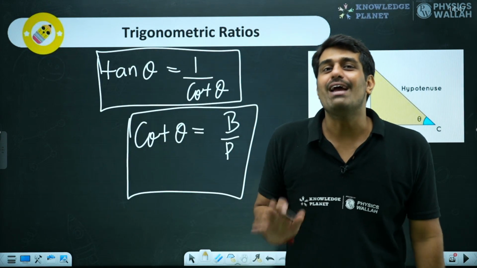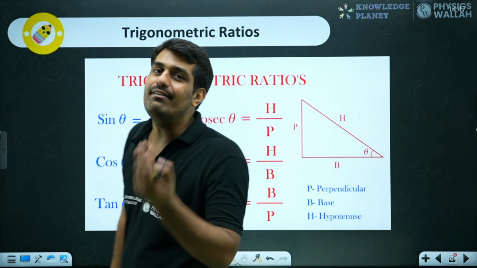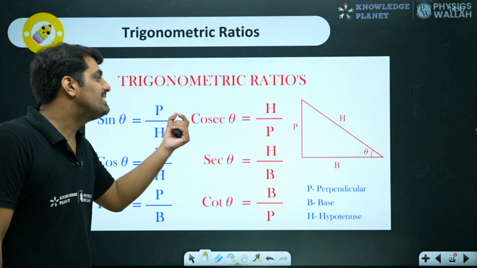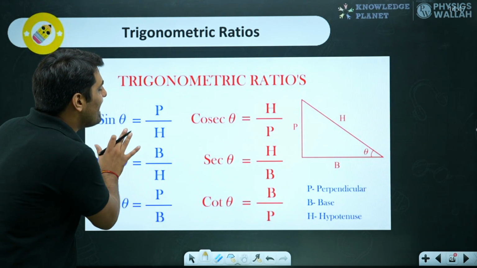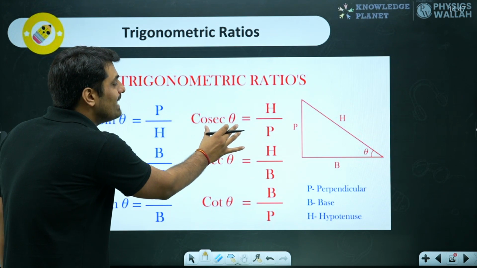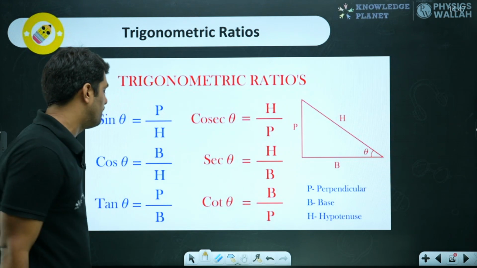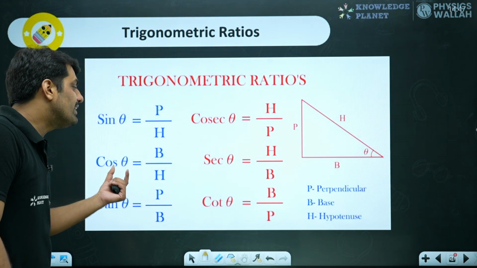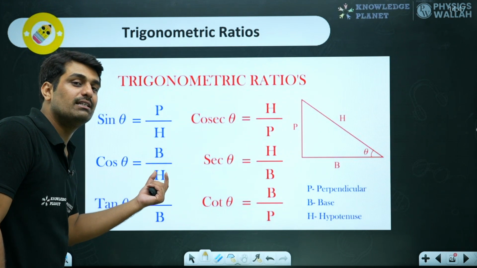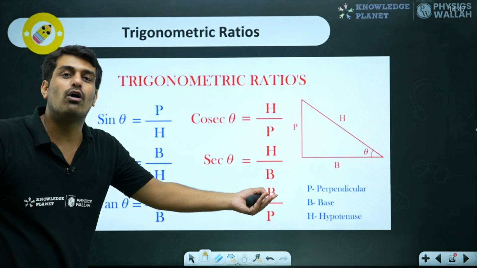So over here we have the summary of the entire thing which I have been iterating for the past 15 minutes. The 6 ratios have been given over here. Sin theta is the ratio of perpendicular by hypotenuse. Cosec theta is nothing but the reciprocal of sin theta, so hypotenuse divided by perpendicular. Cos theta is a new ratio which is base by hypotenuse. These two sides are related. And sec theta is nothing but the reciprocal of cos theta.